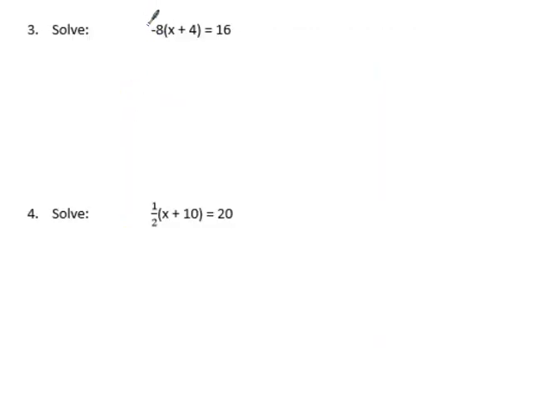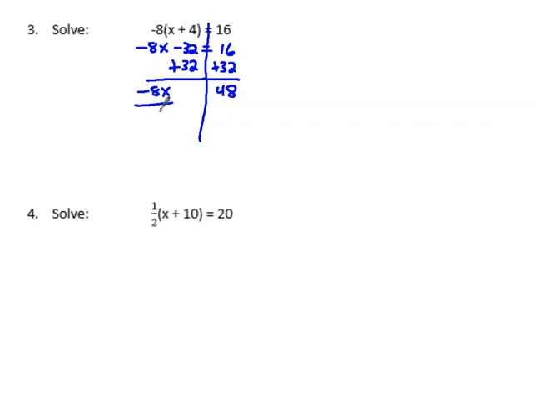If I distribute a negative 8, I've got to be very careful of my signs. So negative 8 times x is negative 8x. Negative 8 times a positive 4 would be a negative 32. Now I'm going to remove the number by doing the opposite of minusing 32, which is adding 32 to both sides. Negative 8x comes down. 32s cancel. 16 and 32 makes 48. When I divide, I not only want to divide by the 8, but I want to divide by a negative 8, so I can cancel both those out and leave only the x. So I'm going to do 48 divided by negative 8, and that is negative 6.